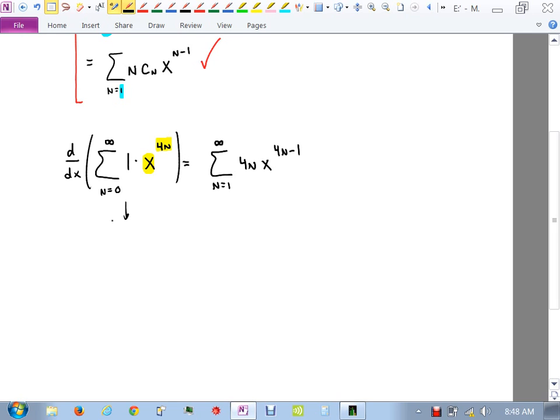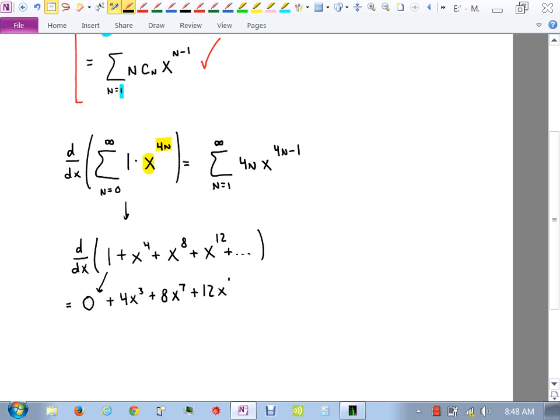So what I'm going to do is write out what this was. I want the derivative of, if we let n be 0, we get x to the 0, it's 1, so we get 1 plus, now if we let n be 1, we get x to the 4th, plus if we let n be 2, x to the 8th, plus n be 3, x to the 12th, plus keep going. Now this is equal to, take the derivative of each one, 0. Again, the derivative of 1 is 0, plus 4x cubed, plus 8x to the 7th, plus 12x to the 11th.